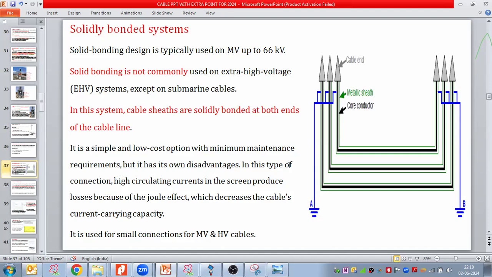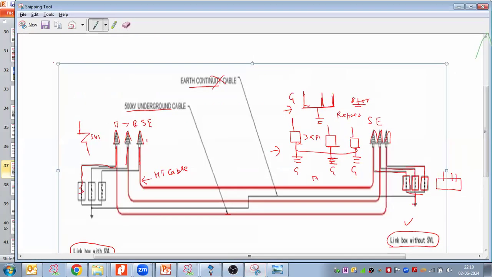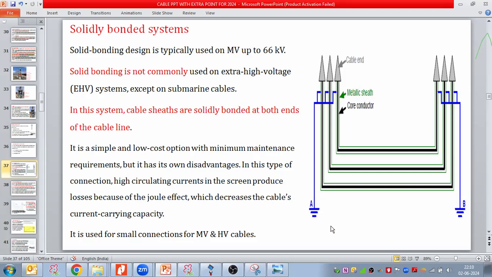In this type of connection, what is the main disadvantage? With both sides earthed, a high circulating current flows, so the temperature increases. The current gets a closed path through the common mother earth. So in this type of connection, a high circulating current starts flowing in the screen.